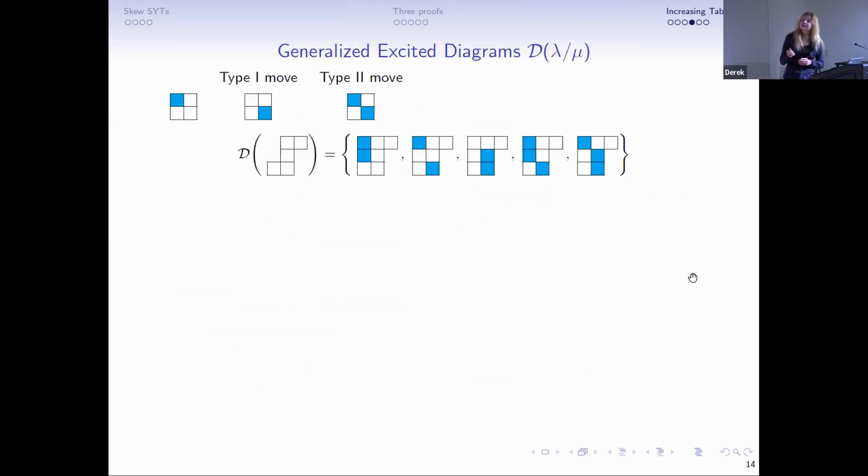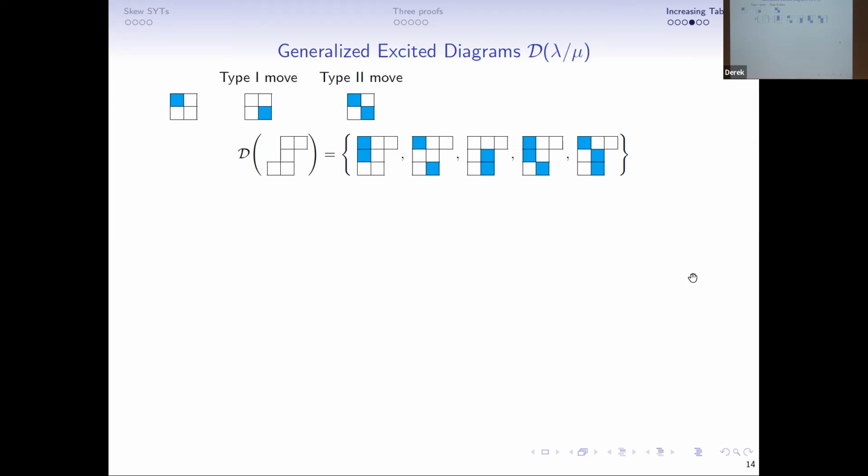They are a superclass of the excited diagrams because we have two types of moves. Either we shift the box down the diagonal, or we shift and duplicate the box, so we just take another copy down the diagonal. So from this, we can either do this, or we can do this if we have no obstructions along the way. So if we take this shape, for example, this is all the generalized excited diagrams we can get using this method.